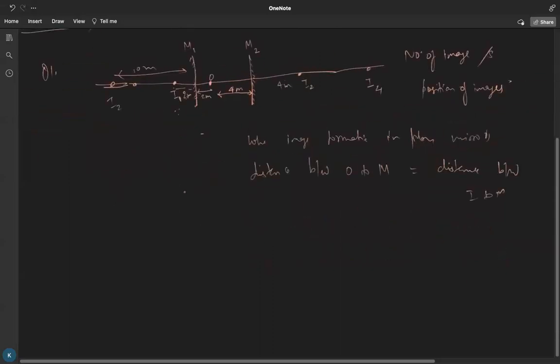Let me write it here so it will be clear to all of you. Repeated process, right? This process will keep repeating, and it is: first mirror.